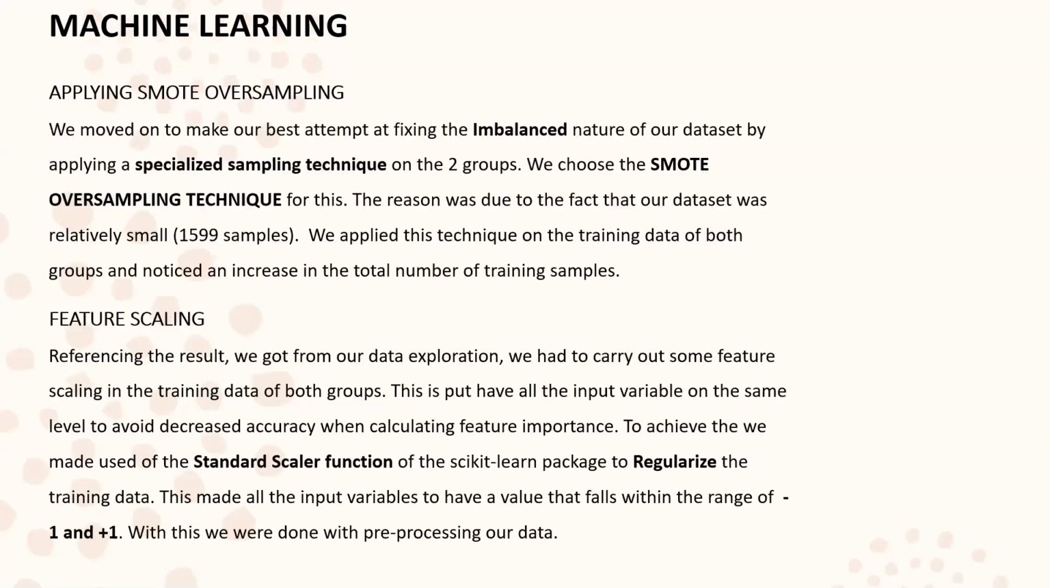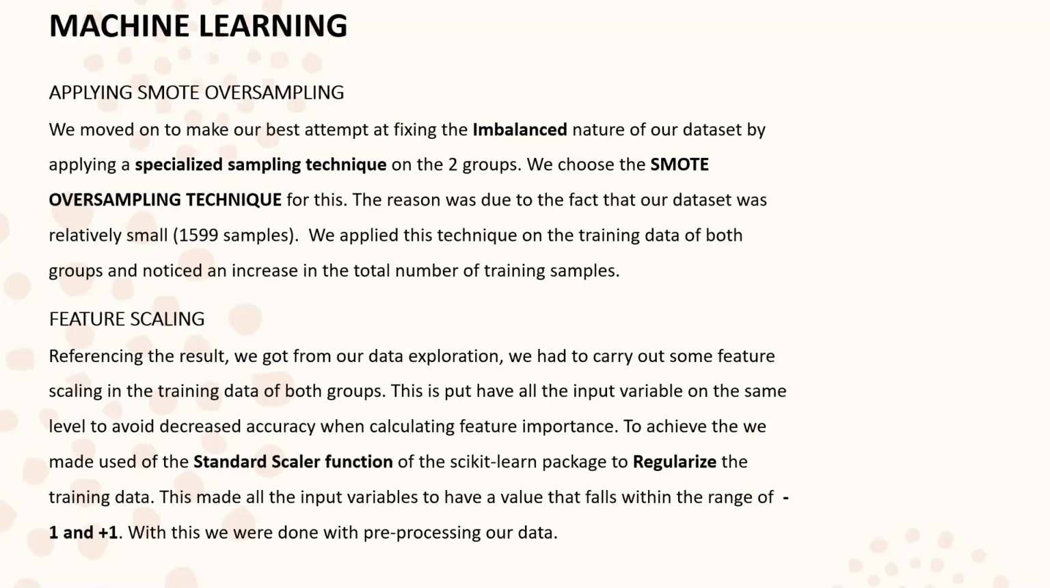So to attempt to fix the imbalanced nature of our data set, we looked at the total number of samples in the data set. Like I said earlier, it was relatively small. So usually we have two choices to fix an imbalanced data set. We had the SMOTE oversampling technique and the random undersampling.